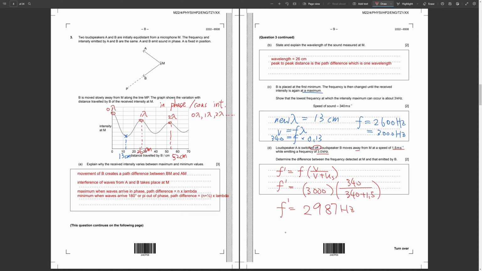2987 Hertz. To show the difference between their frequency, we should give a subtraction between the detected frequency and the original emitted frequency. This subtraction is very straightforward. Just put them into your calculator, then you will show that it is 13 Hertz.